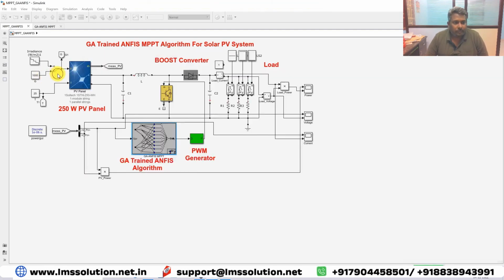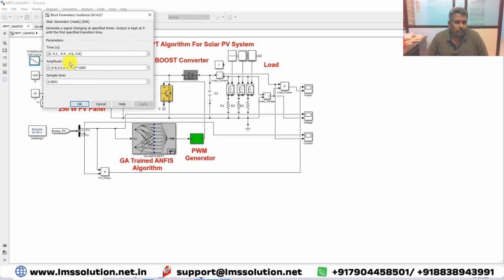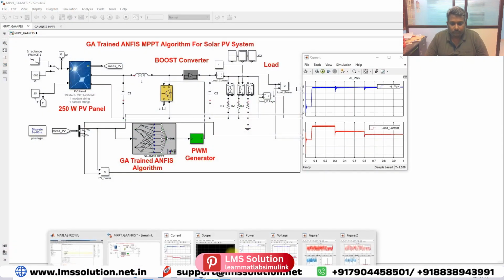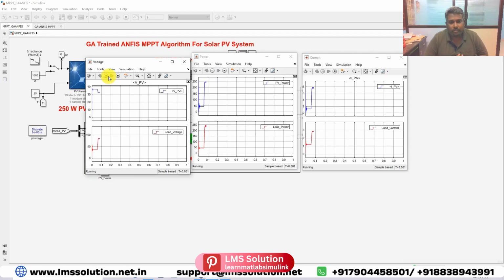Now I'm going to change this condition, that means I'm going to change the irradiation every 0.2 seconds. I'm going to vary the irradiation from 1000, 800, 600, 400 and 200 every 0.2 seconds. I'm going to check the results. Here for the testing, I'm going to fix the load condition as constant, and then check the response. Initially, the irradiation is 1000 watts per meter square.